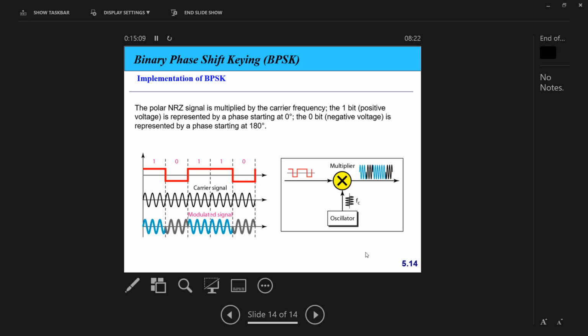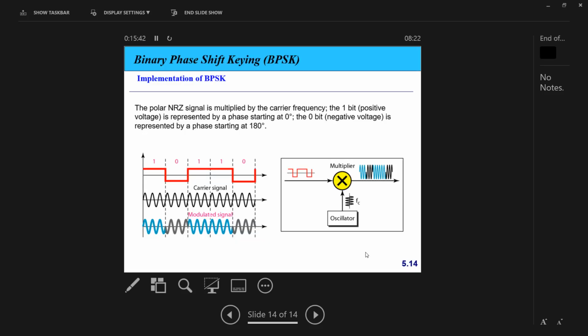If I have zero, I have negative voltage, it means that I will invert the phase to 180. So in this case, I will need polar non-return to zero to get the positive and negative feedback. So just polar non-return to zero and one oscillator, because I need one carrier frequency, and we just multiply the polar non-return to zero with the carrier signal coming from the oscillator.